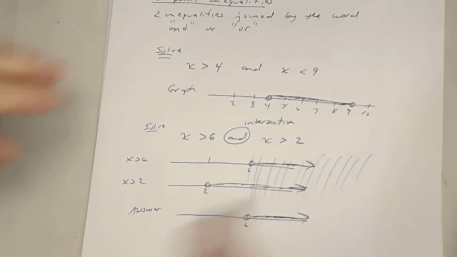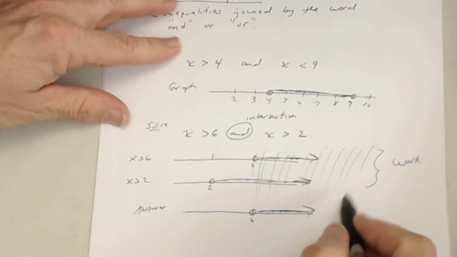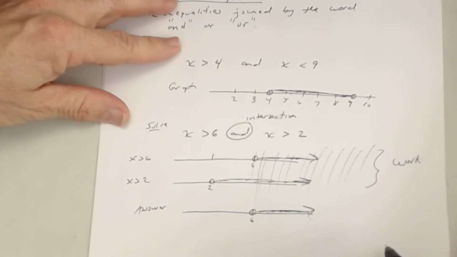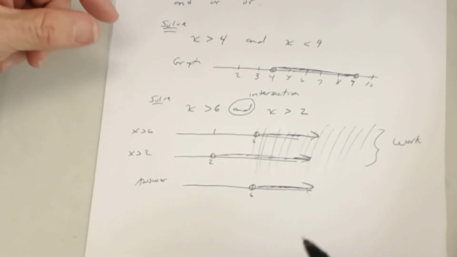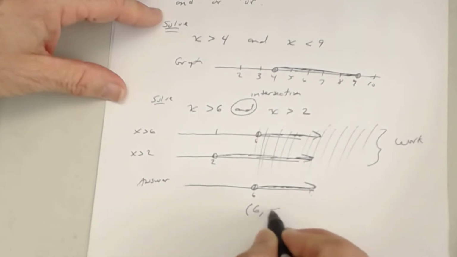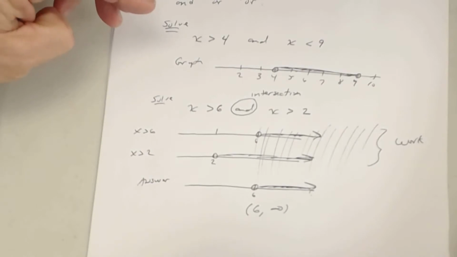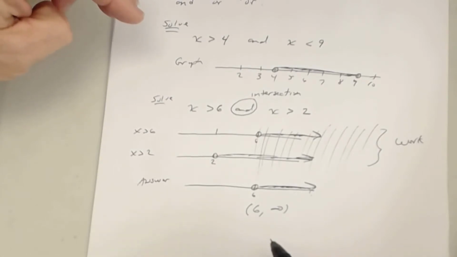Okay? So this right here will be your work, and this will be your answer. What about the interval notations and all that? Well, you could be asked to do interval notation here. So interval notation would be parentheses 6 to infinity, right? Comma, infinity. 6 to infinity. And then what about the one above it?